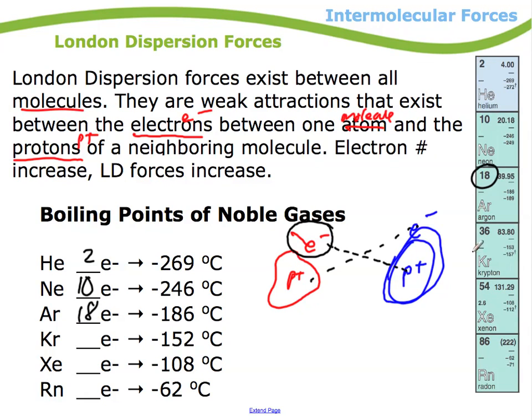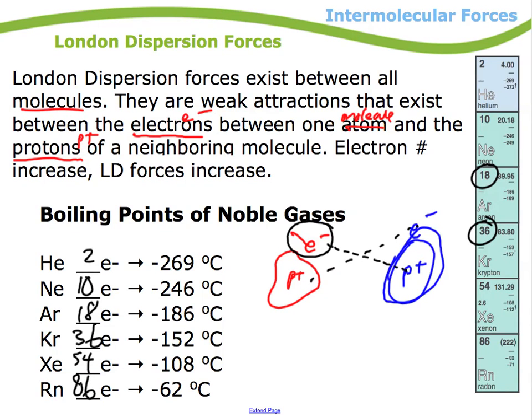Notice I'm picking this number here. Krypton's got 36. But the only difference between these molecules is the size of the molecule and the number of protons, number of electrons. So 36, 54, 86. So as the number of electrons increases, the boiling point also increases. Notice that here we're not quite at 0, but negative 62 Celsius, that's a whole lot warmer. Doesn't sound warm, but it's a whole lot warmer than negative 269 degrees Celsius.